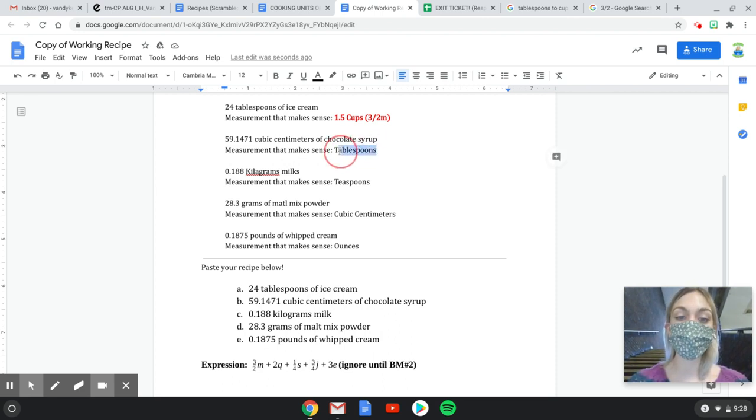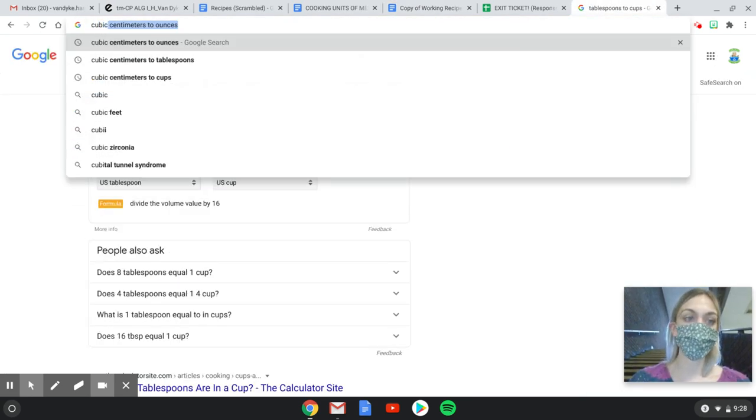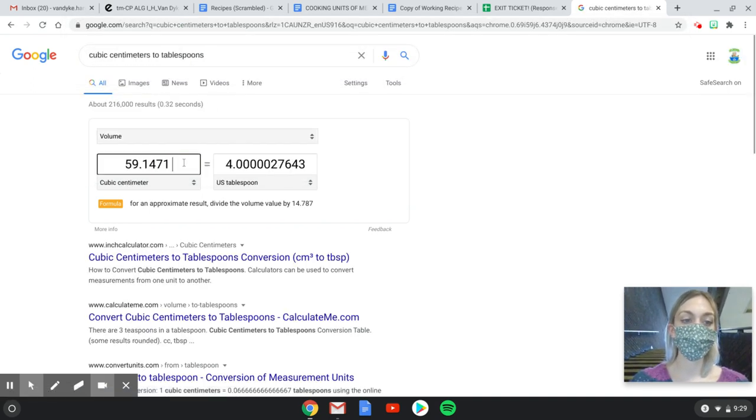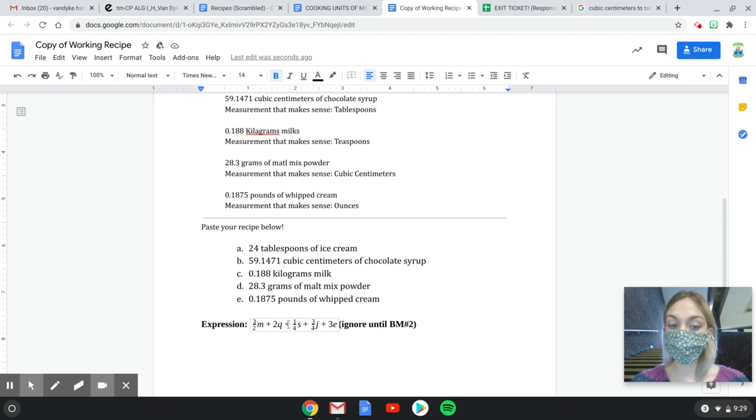So this person thought that tablespoons would be a good measurement for chocolate syrup. So I'm going from this many cubic centimeters and I'm going to convert it to tablespoons. So cubic centimeters to tablespoons. Okay, so I get it's equal to about 4 tablespoons. Let me check to see if that makes sense with my expression. So 2 is not equal to 4. 1/4 is not equal to 4. Neither is 3/4, neither is 3. So I need to think of a different measurement because tablespoons does not work for our expression.